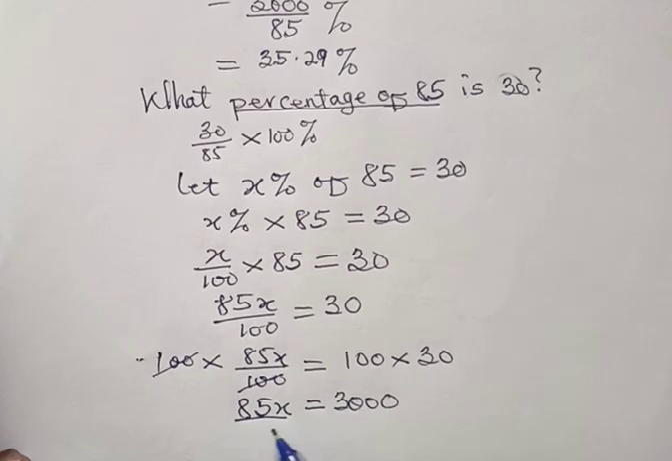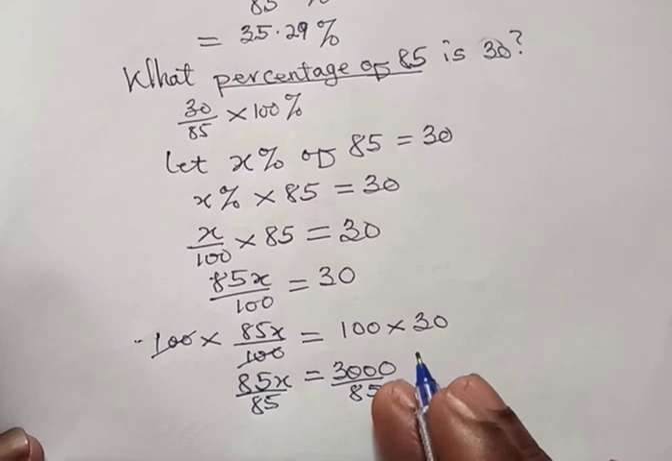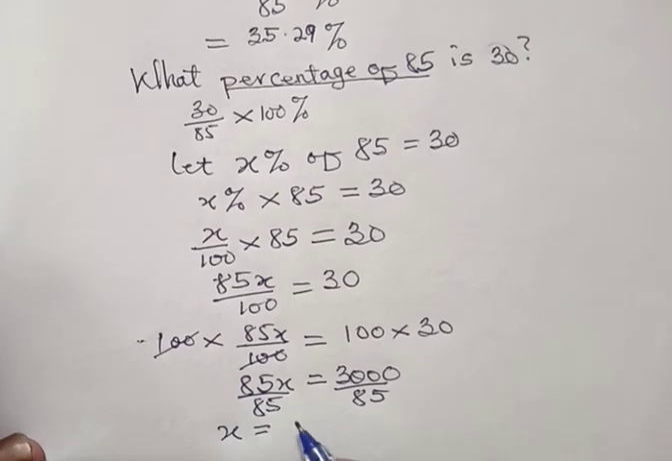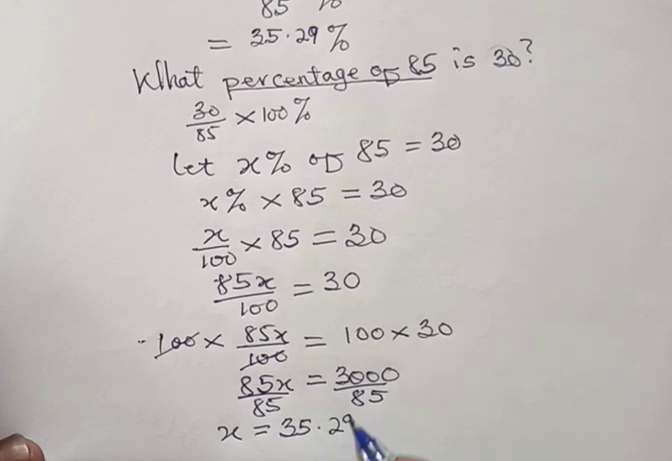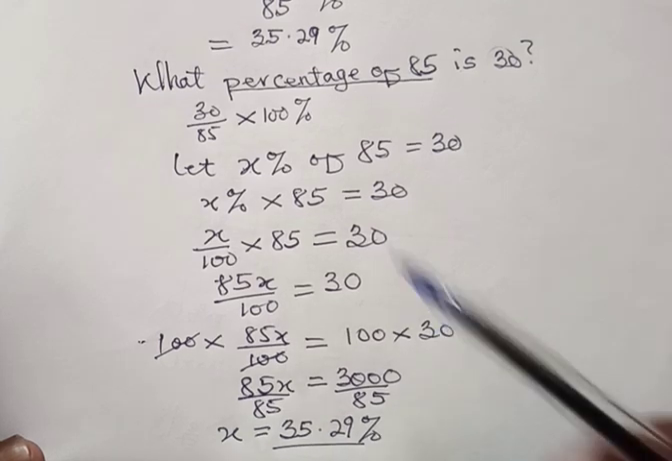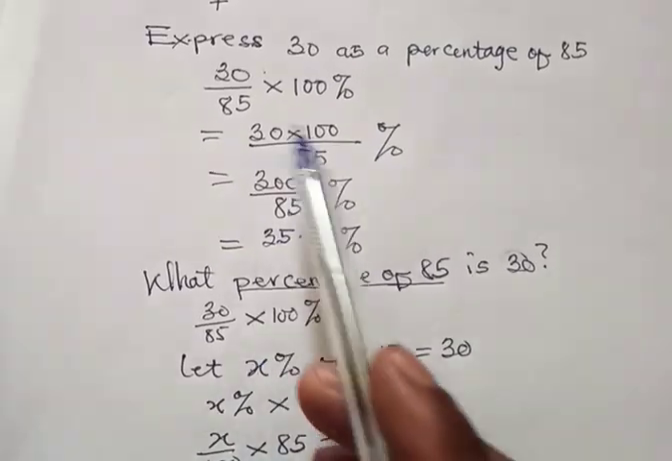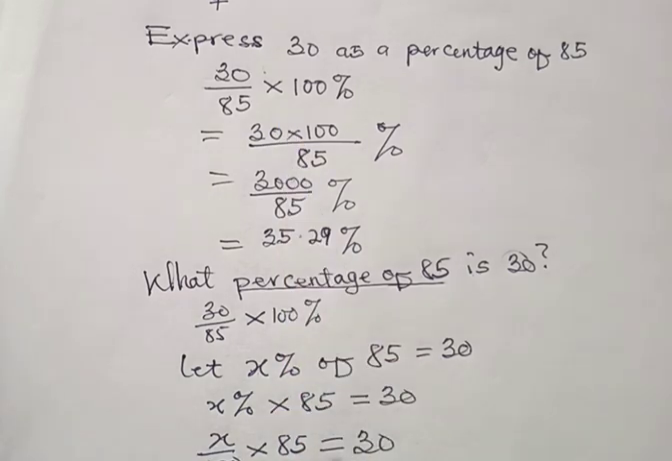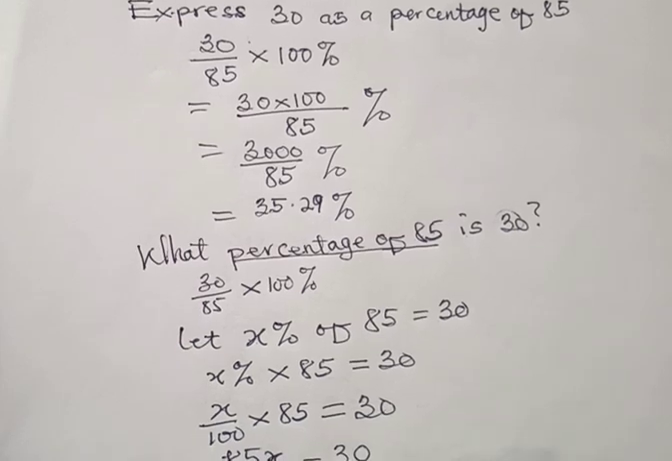Just divide both sides by 85. Then what is x? When you divide 3000 by 85, you're going to get 35 point something, approximated to 2 decimal places. Then it is in percentage, so you add your percentage sign. So you see that you can use this procedure to get your answer. You can also follow the same principle for the same question. Whenever you are given these kinds of questions, you should know how to go about it. You don't just start and write something.